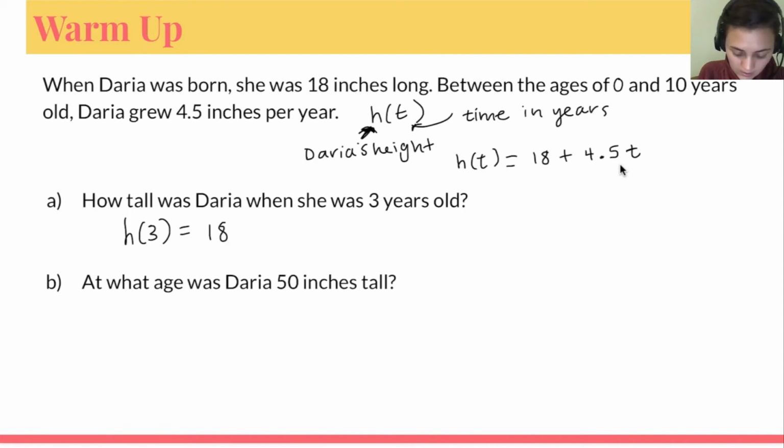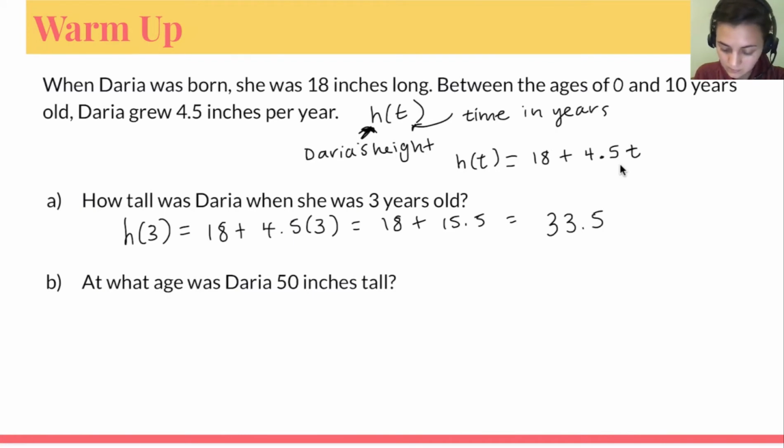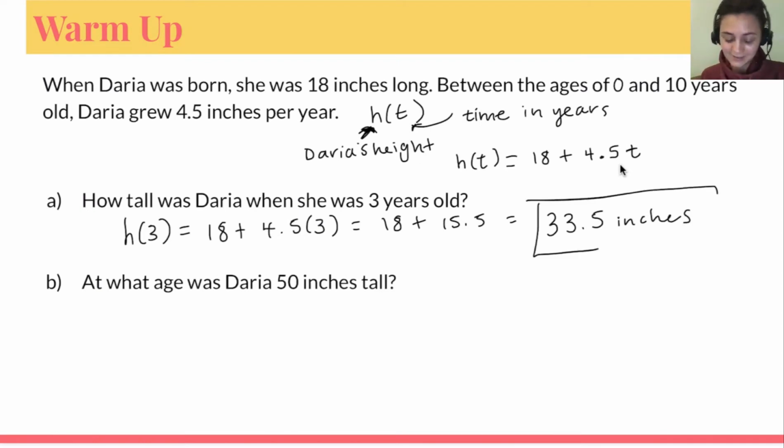So I just have this. I've got to do some math in my head. So 4.5 times 3 is 13.5, which is 33.5 inches. That's pretty short. I don't know if this is an accurate problem, but I don't know. Okay, so 33.5. And then at what age was Daria 50 inches tall?